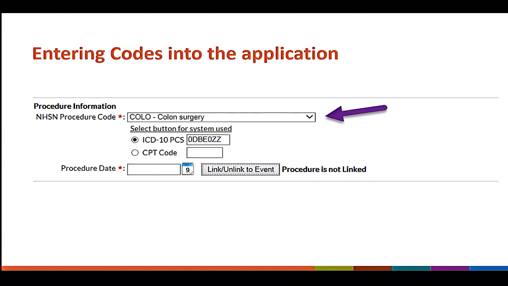So when you're entering a code into the NHSN application, if the procedure code is entered into the ICD-10 or the CPT field first, it will autofill the NHSN procedure code field. So for example, we entered 0DBE0ZZ, and then the NHSN procedure code field autofilled with colon surgery, since that's a procedure code that's mapped to the colon category. If you fill in the procedure code name field first, you can also manually enter your ICD-10 or CPT code. Remember, the procedure code field is required, but the ICD-10 and CPT code field is not a required field for entering your SSI procedure data.